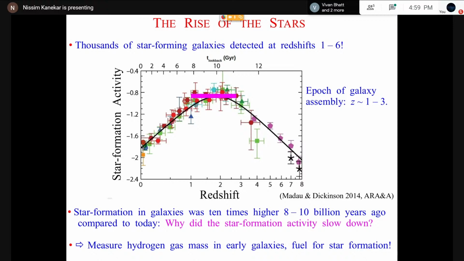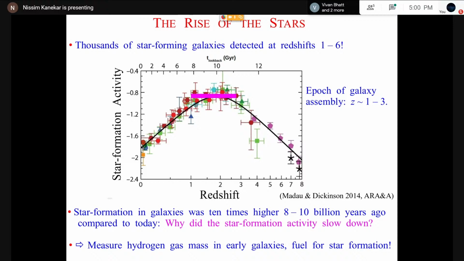So 21 centimeter can be used for a range of things besides hydrogen mass. It can be used, as I said, to measure the kinematics of galaxies, the rotation of galaxies. And so it can be used to infer dark matter. And that was done in the 70s for nearby galaxies.